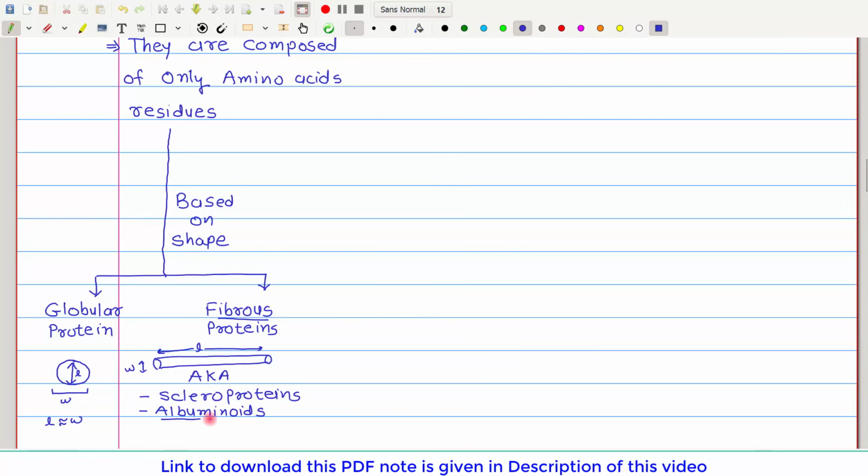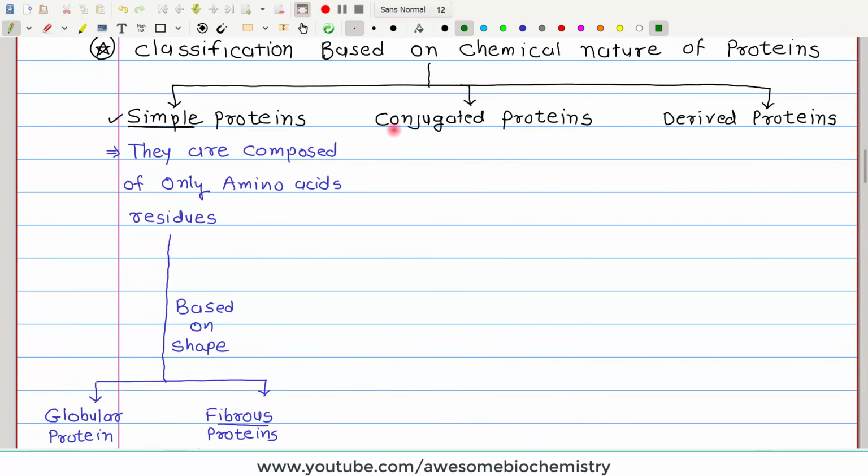Now remember over here is that albuminoids, it is different than the albumin. Don't ever confuse between albumin and albuminoid. Now the second category is the conjugated proteins.